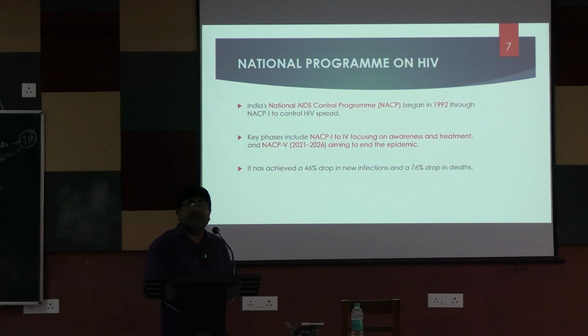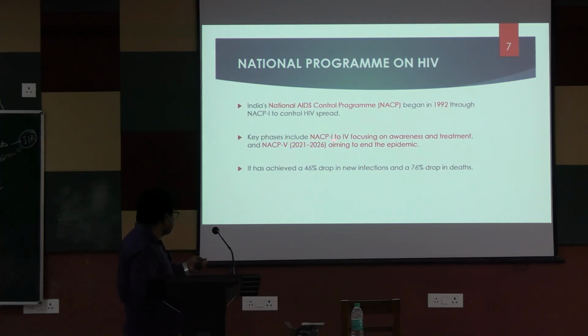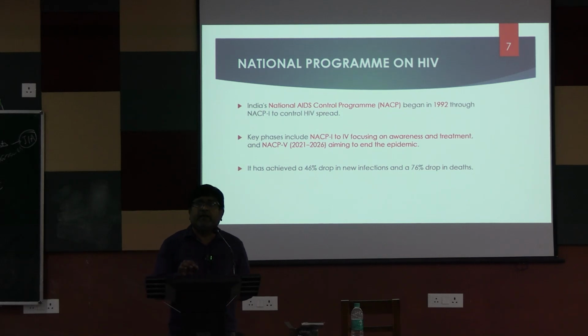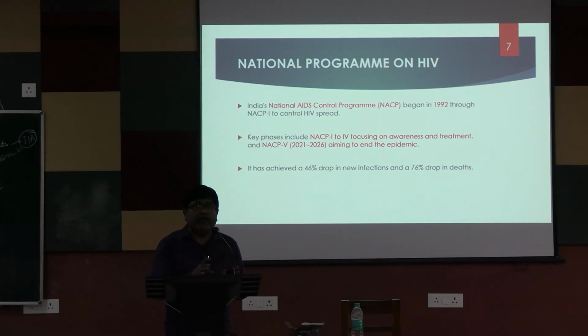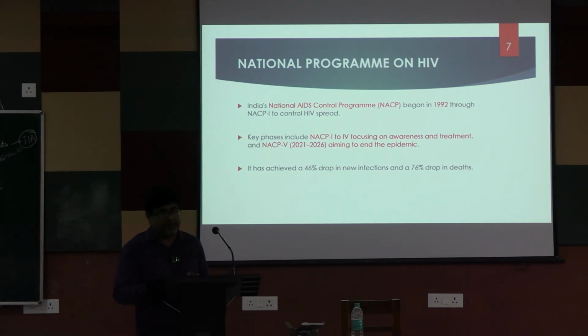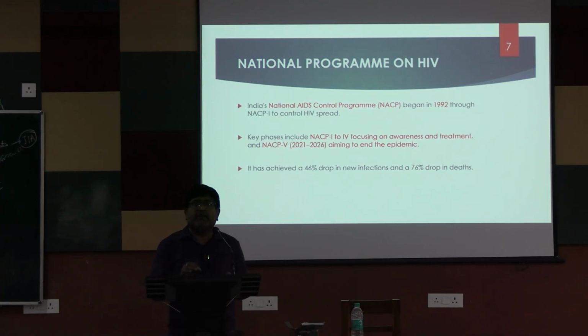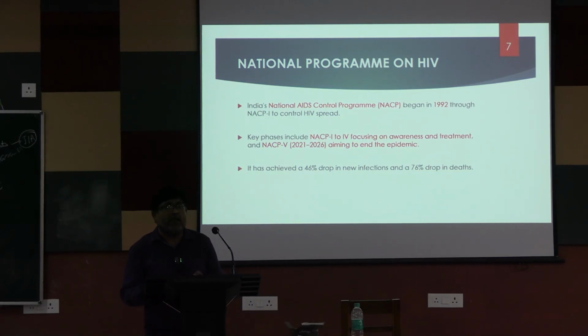Now, coming to the national programs on HIV, generally National AIDS Control Program was initiated in India in the year 1992, and it occurred in 5 phases. We are currently running in 5th phase: NACP 1, NACP 2, 3, 4 and 5. NACP 1 was started to control the HIV spread, and included basically setting up of NACO, that is National AIDS Control Organization, and blood safety rules.